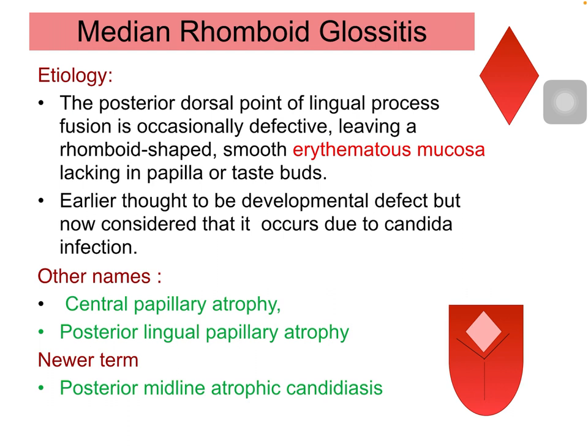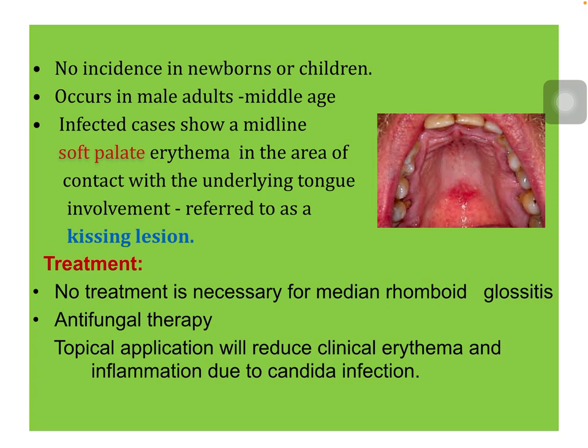Other names of median rhomboid glossitis include central papillary atrophy or posterior lingual papillary atrophy. The newer name based on etiology is posterior midline atrophic candidiasis. The lesion is very rarely seen in newborns or children, but commonly seen in male adults of middle age.